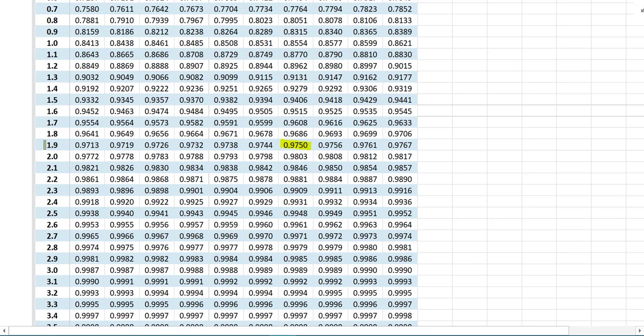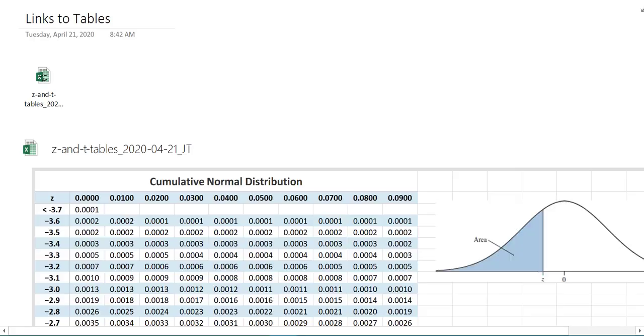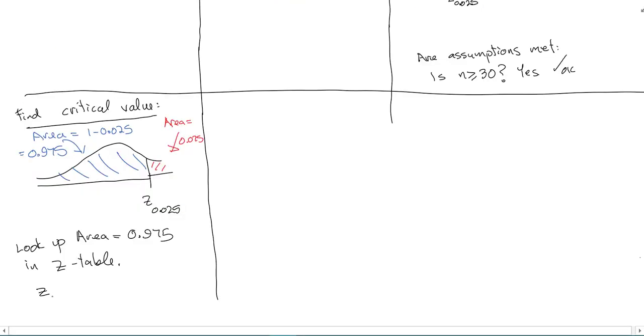So what is that going to give me? 1.9 for over here, and then this looks to me like 1.96, right? That's a very important number in statistics because it comes up all the time, because it's associated with the two-tailed 95% confidence interval. So that gives me z 0.025 is equal to 1.96.